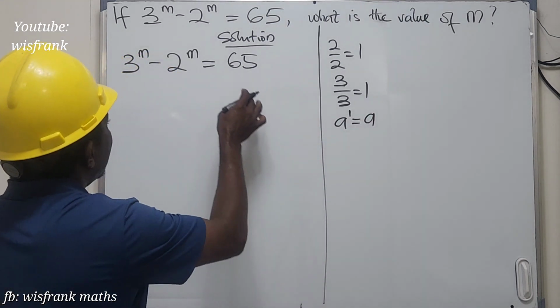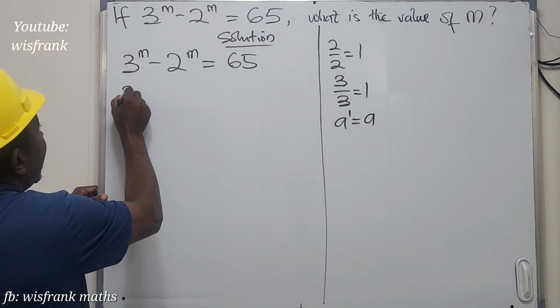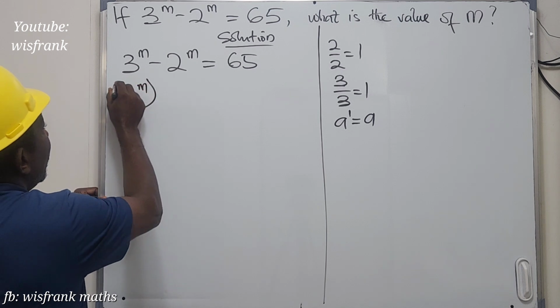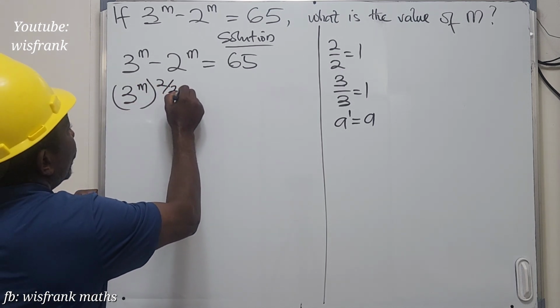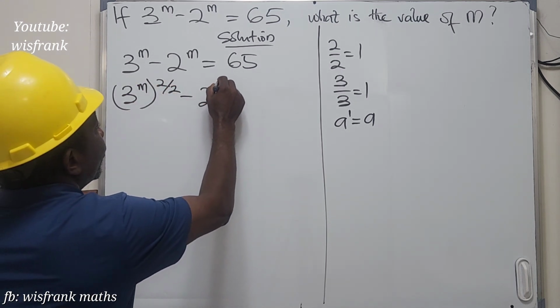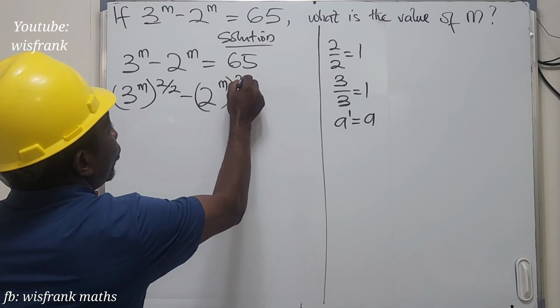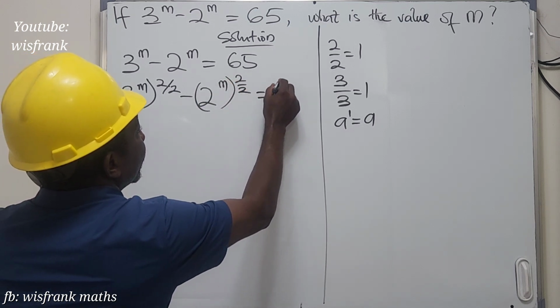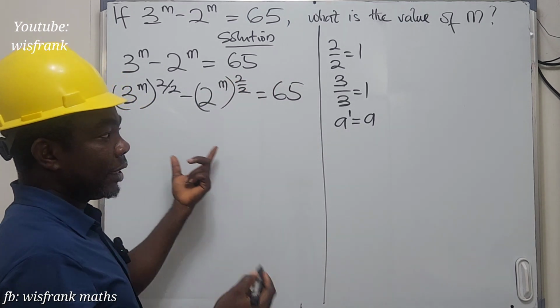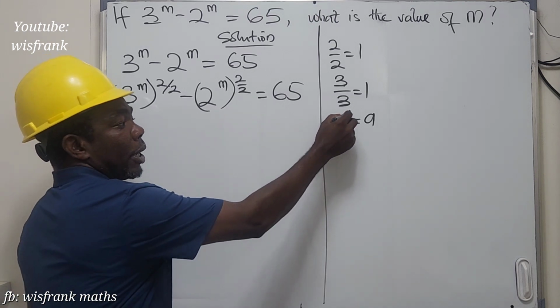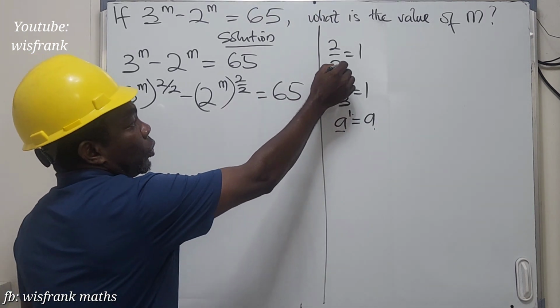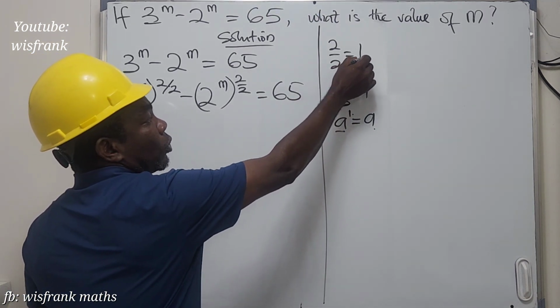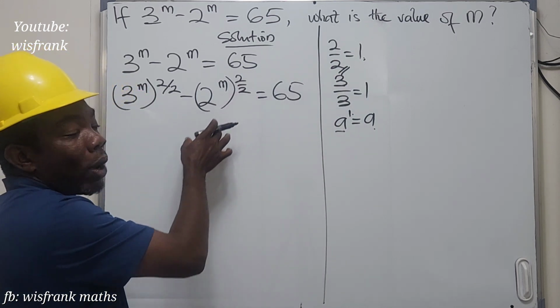So here, we can as well say that 3 to the power of m all to the power of 2 all over 2 minus 2 to the power of m all to the power of 2 all over 2 equals 65. It is still the same thing because a to the power of 1 is a, and also 2 all over 2 equals 1. So this is why we have this.